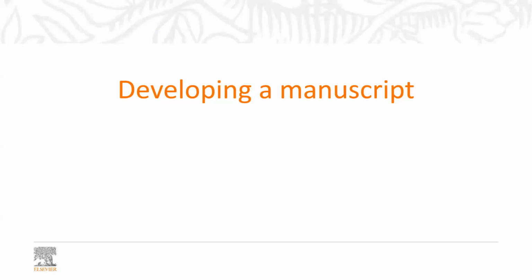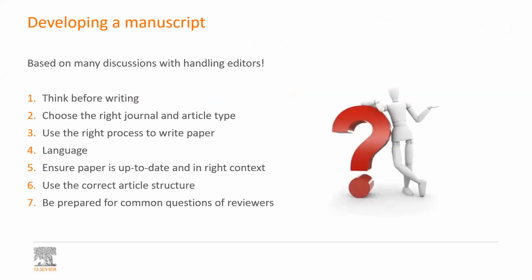So once you have a journal in hand, once you have an understanding of which journal, depending on different parameters, whatever we have learned till now, let me quickly take you through how you can develop your manuscript after you have done all the different homework. Now, 7 things that you should consider when you write your manuscript. Think before writing, choose the right journal and the right article type, use the right process of writing the paper, language, ensure the paper is up to date in the right format, use the correct article structure, and be prepared for the common questions. So we'll take all these 7 conditions one by one in detail in the coming slides.